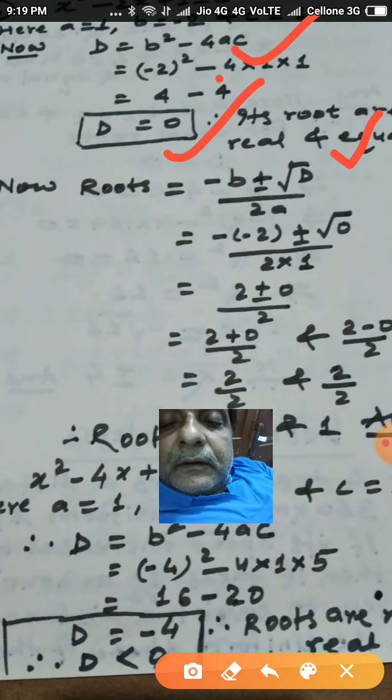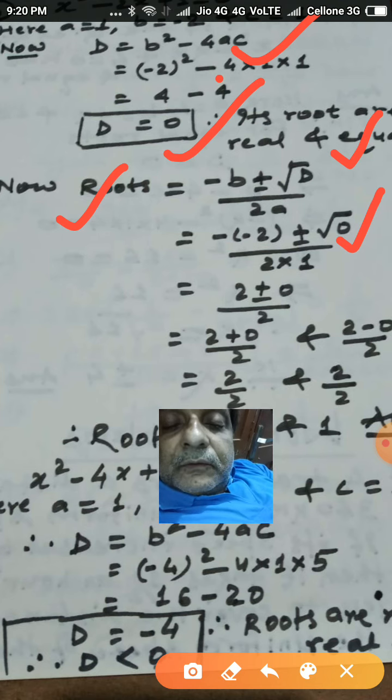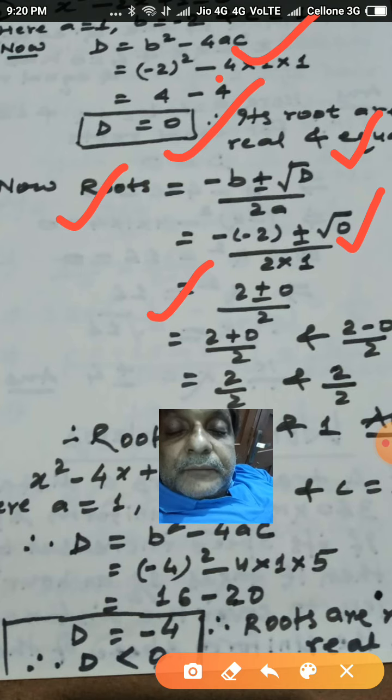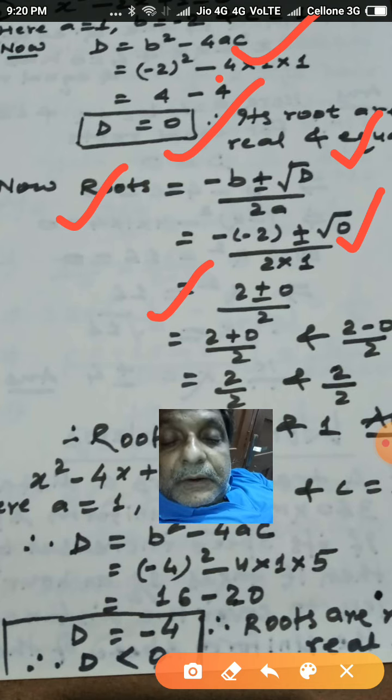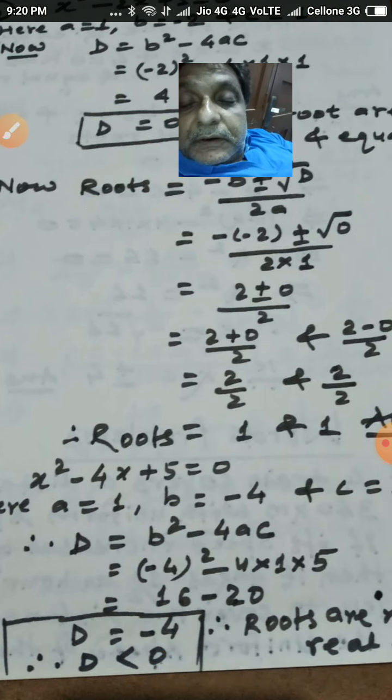So by putting in the formula for finding roots, roots equal to minus b plus minus under root d by 2a, as d is already 0, it will be 2 plus minus root 0 by 2 into 1, which is finally 2 plus minus 0 by 2. And if we separate these plus and minus, then both will come 2 by 2, that is 1 and 1. So both the roots are from the real number family and both are equal.